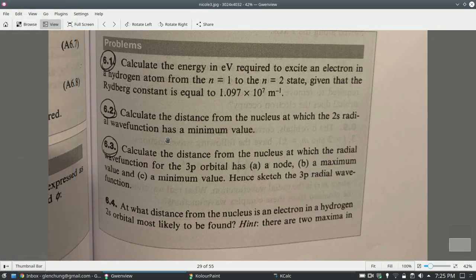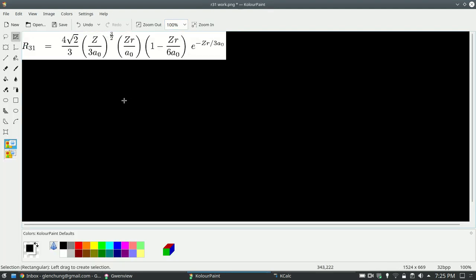Now we're doing the 3p orbital, the radial wave function. The p orbitals have L equals 1, and if 3p is n equals 3, we're looking for the R31 equation. Here it is, the R31 equation. So we need to find where this has a node, at what r does this thing have a node?